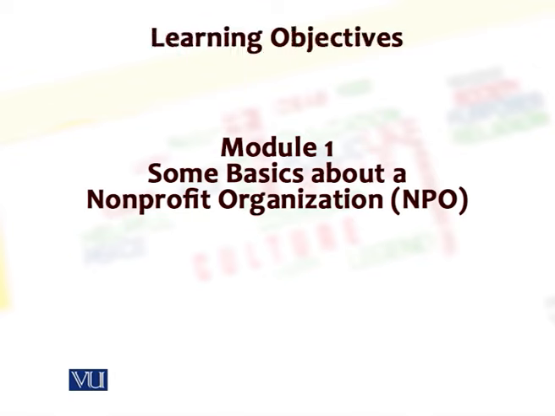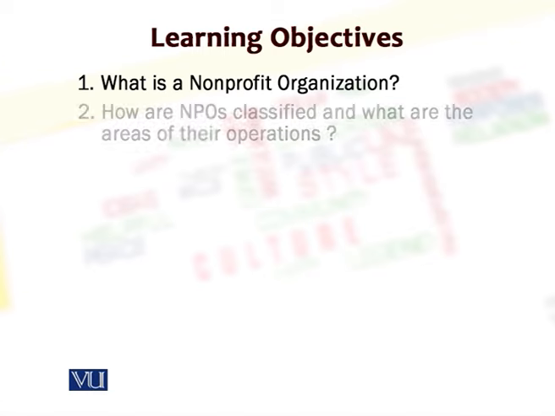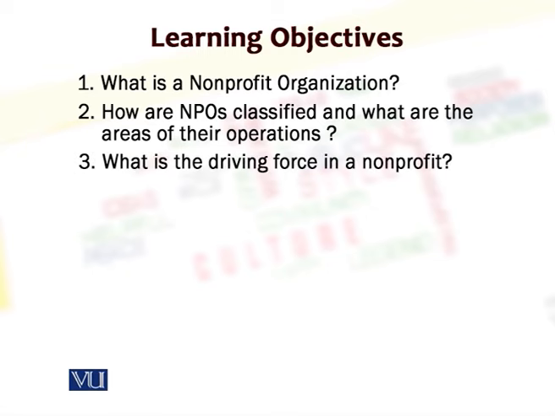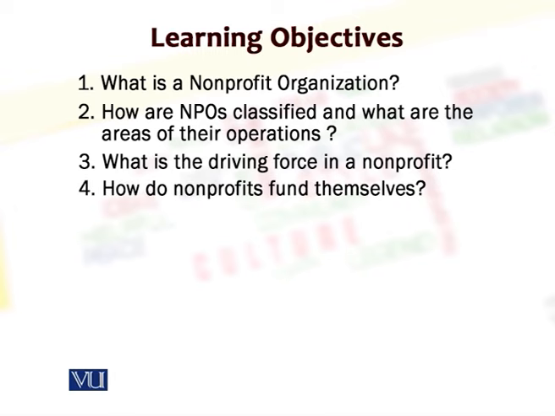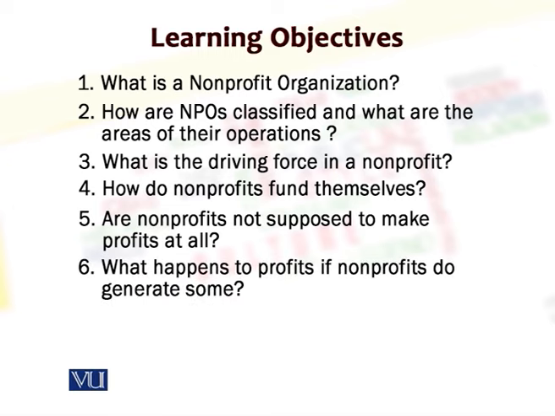the overall concept, let me now talk about the objectives of the module which we want to learn in detail. The first objective is to understand what an NPO is. And I think by now we have a pretty good understanding of what an NPO is through the overview that I gave you. The second objective is to know what are the areas in which nonprofits operate. The third one is, what is the driving force in a nonprofit organization? How do nonprofits fund themselves is the fourth objective. Are nonprofits not supposed to make profits at all is the fifth objective. And the last one is, what happens to profits if nonprofits do generate profits?